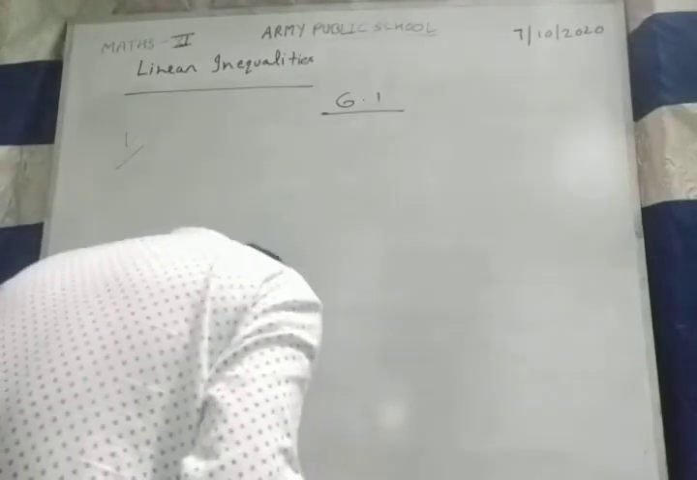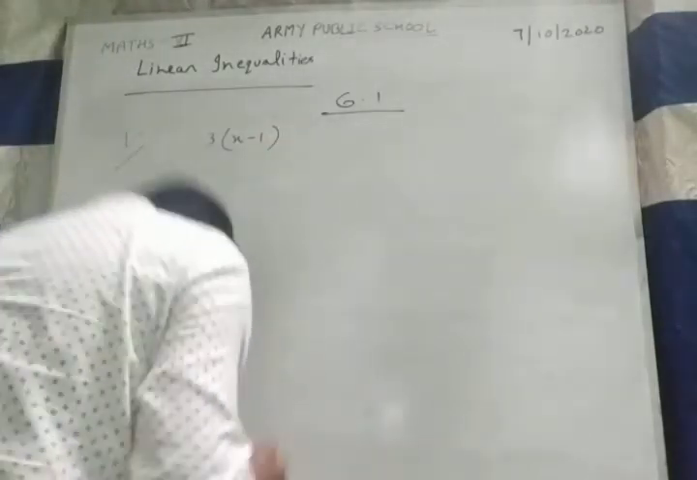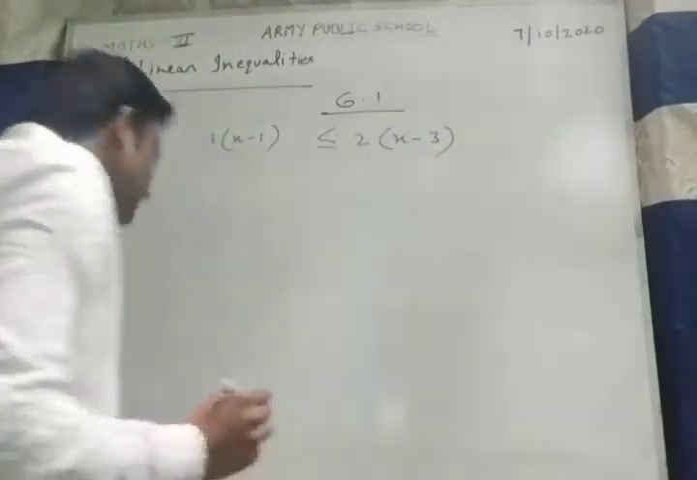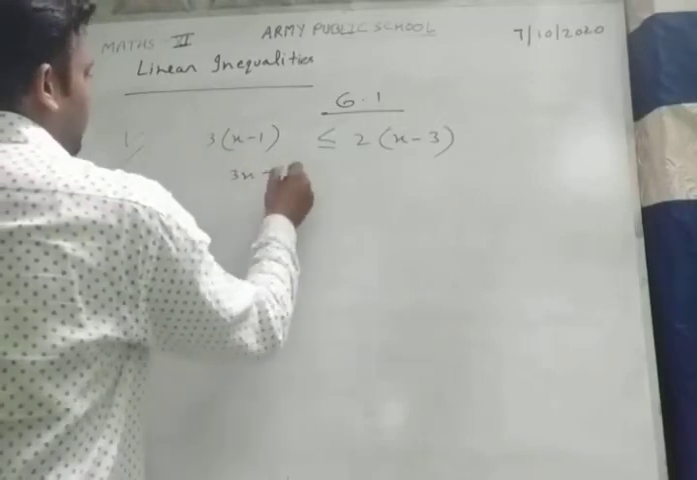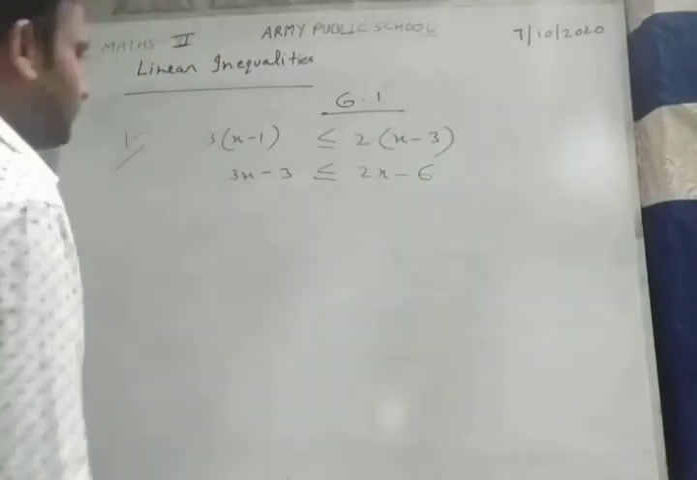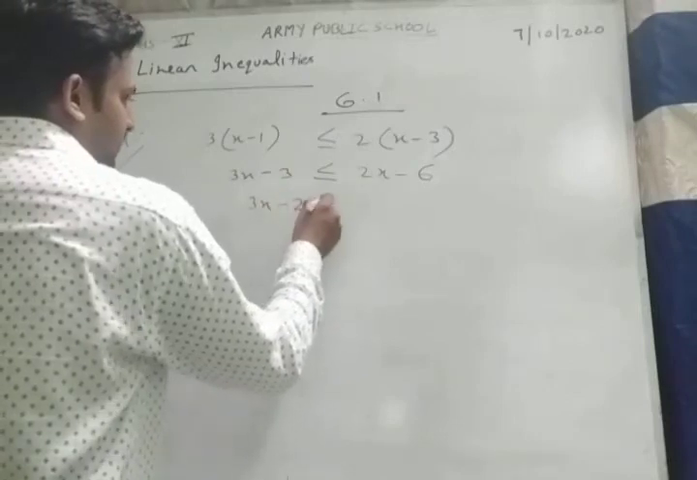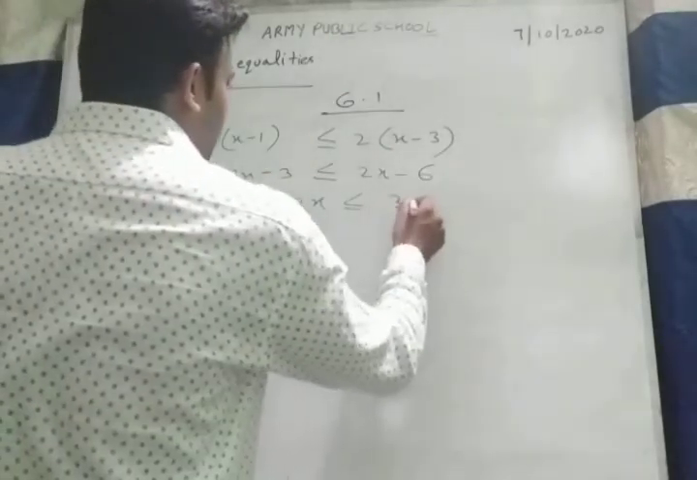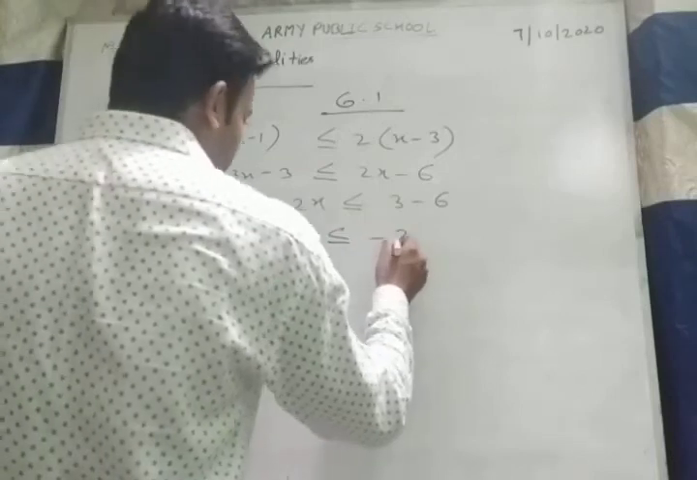Question number 7. 3x minus 1 less than or equal to 2x minus 3. Okay. First what we will do? We will multiply: 3x minus 3 less than or equal to 2x minus 6. Now transpose it. 3x, transpose 2x to the left hand side. It will be minus 2x. The inequality will be the same. Now we will transpose minus 3 to the right hand side. The sign will be changed. Okay. So here will be x is less than minus 3.